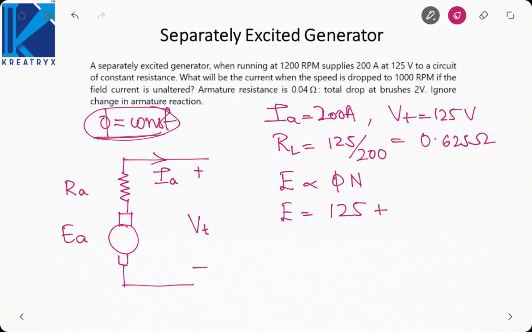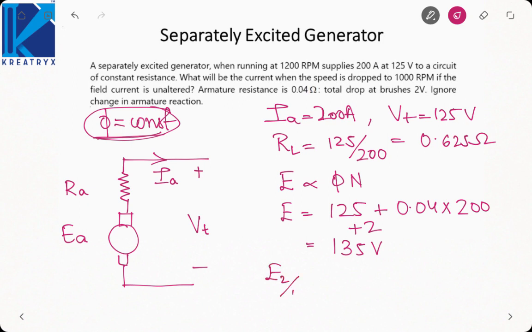125 plus armature resistance 0.04 into current 200. So how much will this come out to be? Plus 2 volt more we will take. Why 2 volt? For the brush voltage drop. So 135 volt. Now we have changed the speed to 1000 RPM.